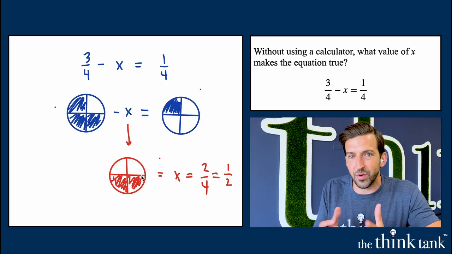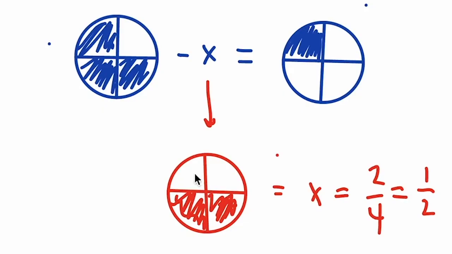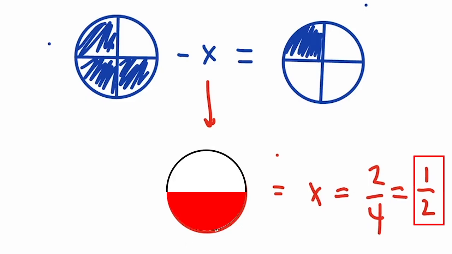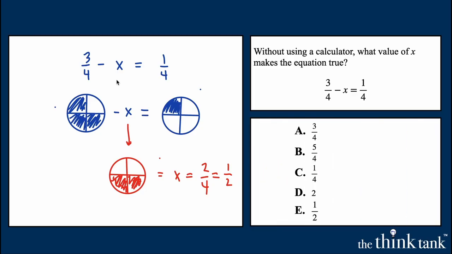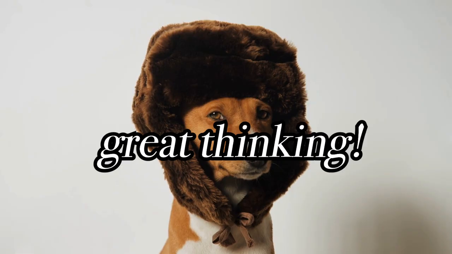Now look at the picture. This is where the fraction model is so helpful. I can see that very clearly, yes, 2/4 of this circle are shaded, but another way of saying that is that 1/2 of that circle is shaded. So, okay, one way or the other, we've solved the algebra problem. The missing number that satisfies this equation is 1/2. So our answer here is E, and if you got it, great thinking.